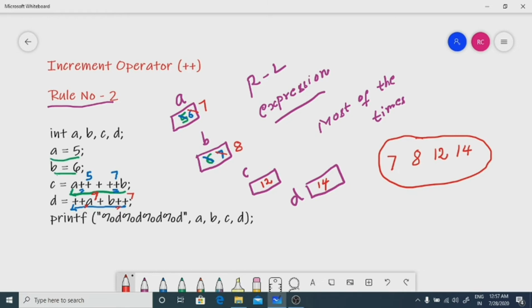So, most of the compilers evaluate from right to left, so we should also do it from right to left. When you say most of the compilers, there are chances the interviewer may ask the question, which are all the different compilers you know? So, you should be ready with the answer. There are so many compilers like Turbo C. Turbo C is from Microsoft Corporation. Borland C, Lattice C, Quick C, GCC. There are so many different compilers available in the market.